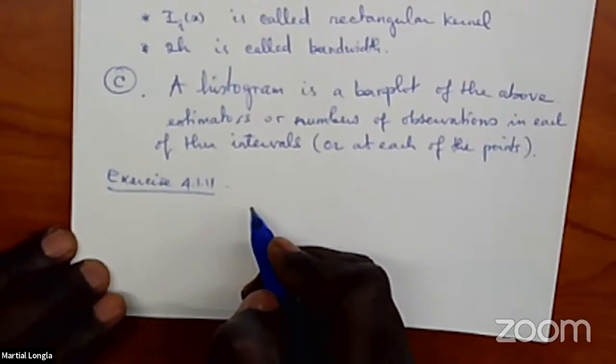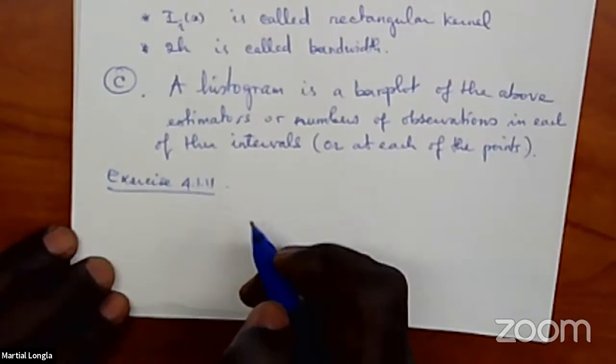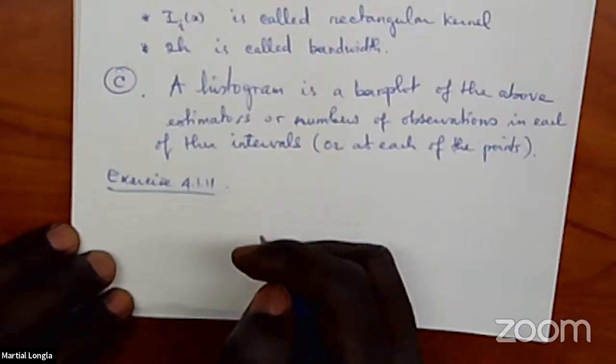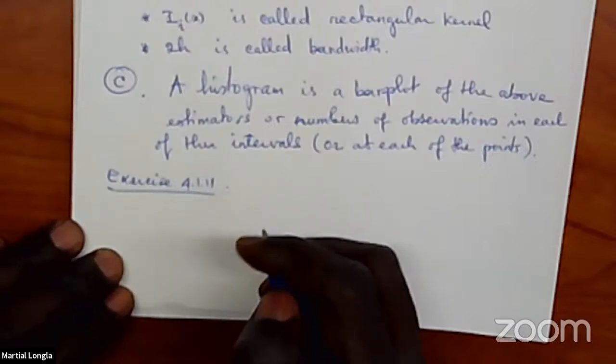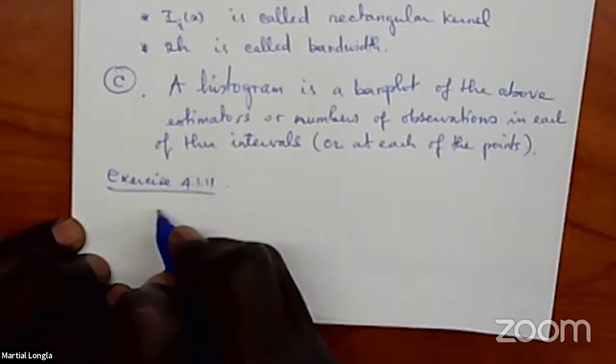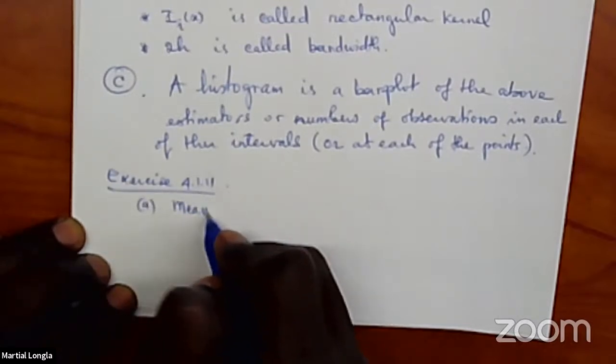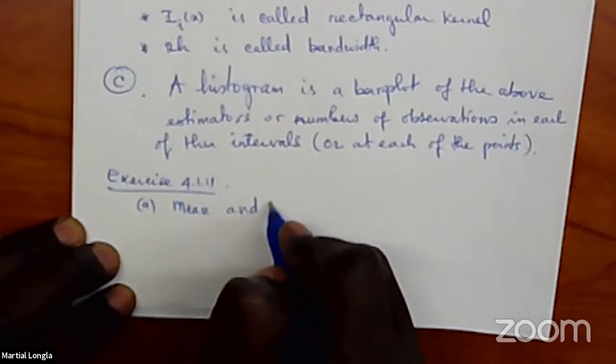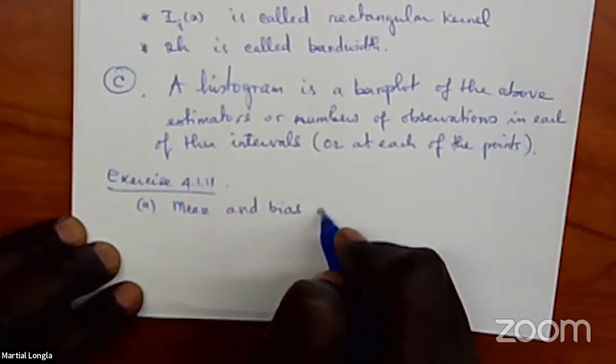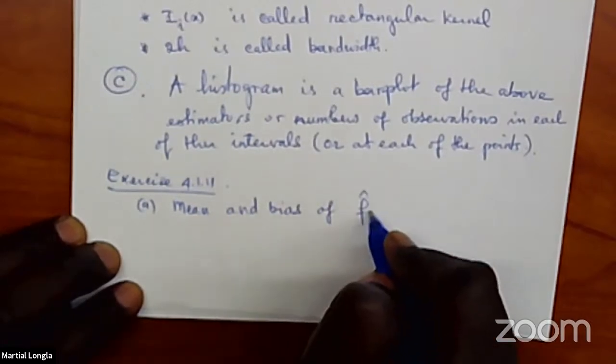And it says, obtain the mean and the bias of the estimator and then the variance. So A, mean and bias of F hat of X.